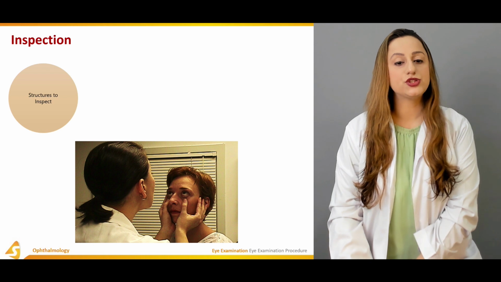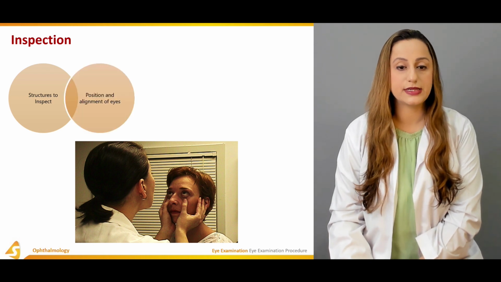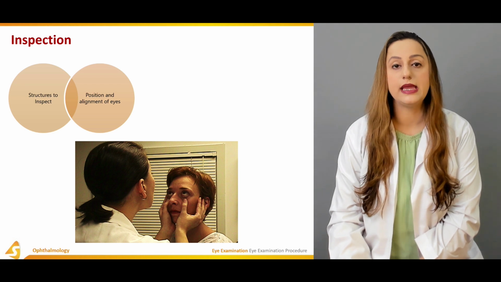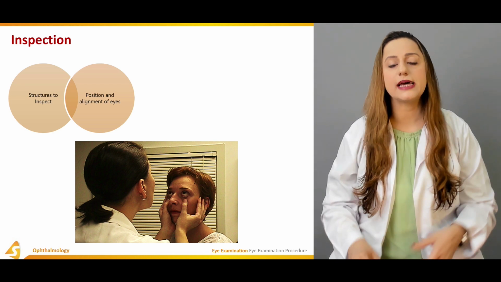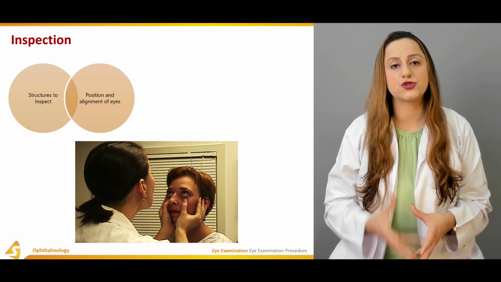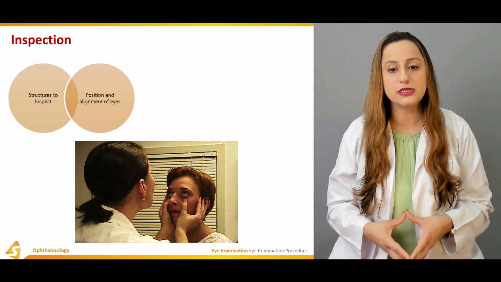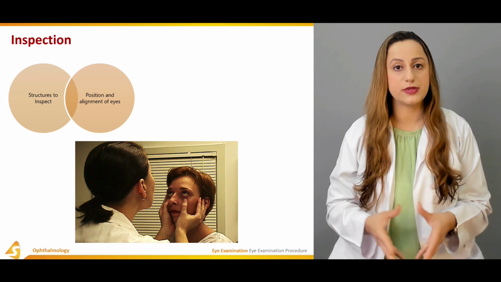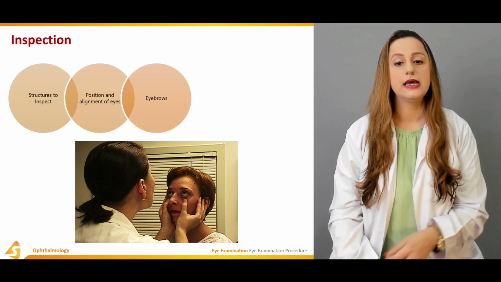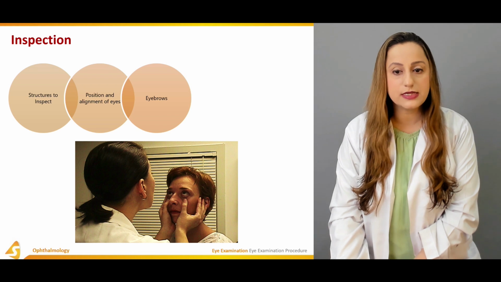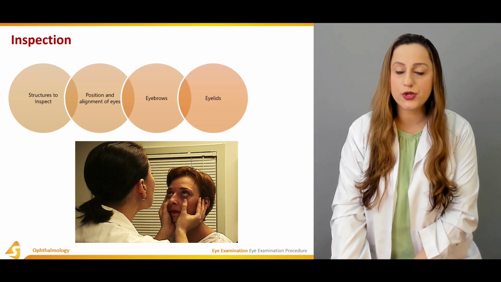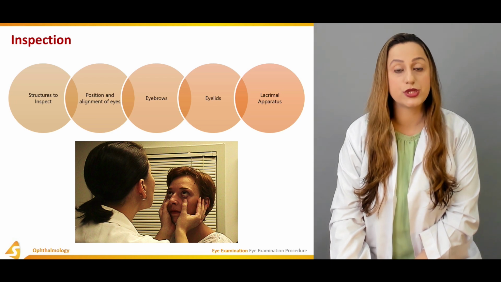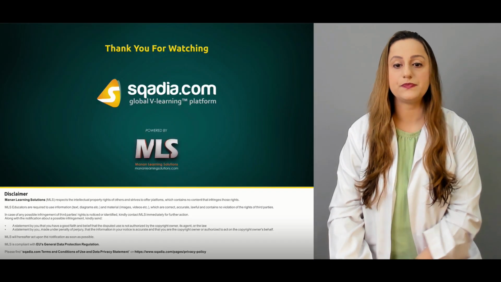So on inspection, you're going to see the structures to inspect, and the position and alignment of the eyes are also going to be inspected. If the patient has some sort of squint, or strabismus is observed, we're going to see what the level of the squint or strabismus is in that particular patient. Then we're going to inspect the eyebrows. The eyelids are going to be inspected, and then the lacrimal apparatus is also going to be inspected in detail.